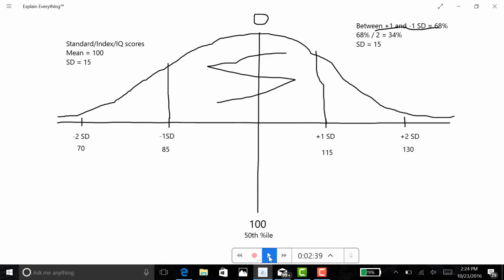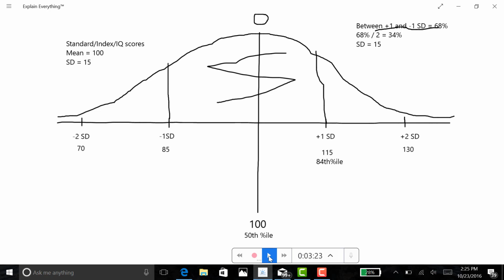If the mean standard score is 100 and a standard deviation is 15 points, then one standard deviation above the mean, that is 100 plus 15, is 115. One standard deviation below the mean is 85. That is 100 minus 15 points. Two standard deviations above the mean is 100 plus 15 plus 15, which is 130. Two standard deviations below the mean is 100 minus 30, that is 70, as is indicated in the diagram.